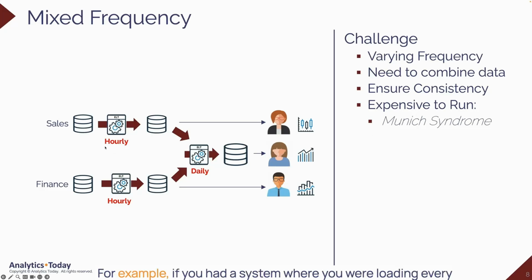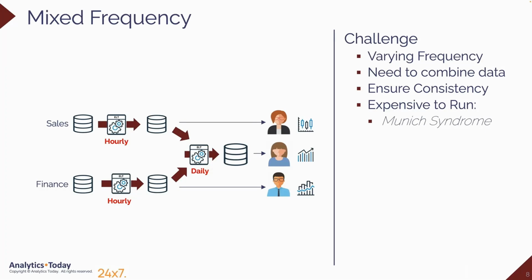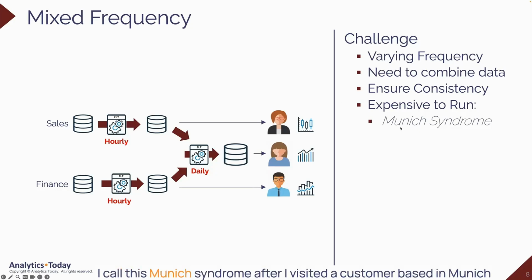For example, if you had a system where you were loading every minute and then delivering the data every minute 24/7, it could get really expensive because you'll keep virtual warehouses running 24/7. I call this Munich syndrome after I visited a customer based in Munich, and they'd come to me to say that Snowflake was very expensive.